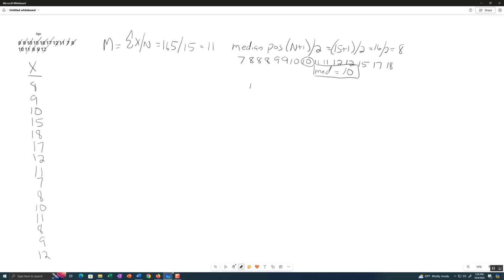And now to do the mode, the most frequent value. I can just look at what I have here. I have 3 8s, and that's it. So it's got to be 8, since I have 3 8s.